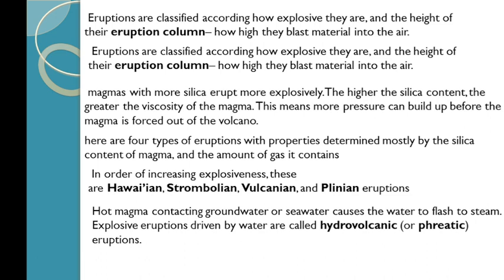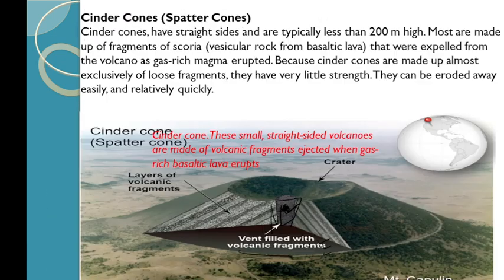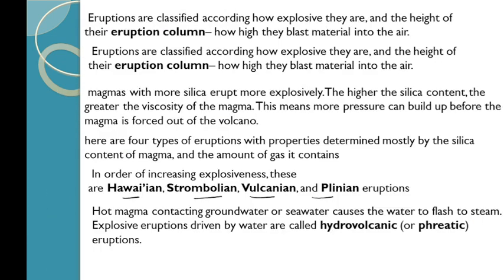Eruptions are classified by the type of eruption. Based on the volcano, there are Hawaiian, Strombolian, Vulcanian, and Plinian eruptions. So we are studying the types of volcano, based on increasing explosiveness of a volcano: Hawaiian, Strombolian, Vulcanian, Plinian.